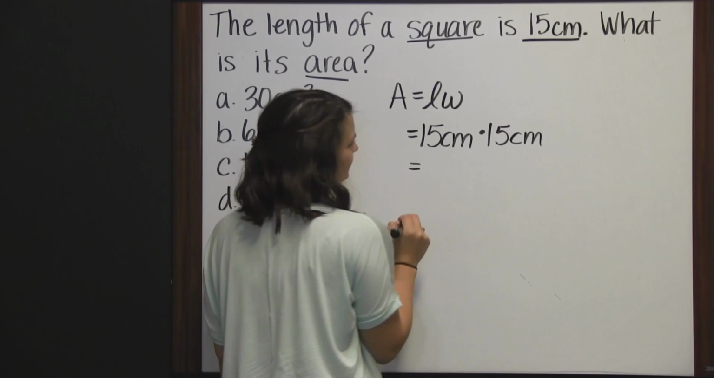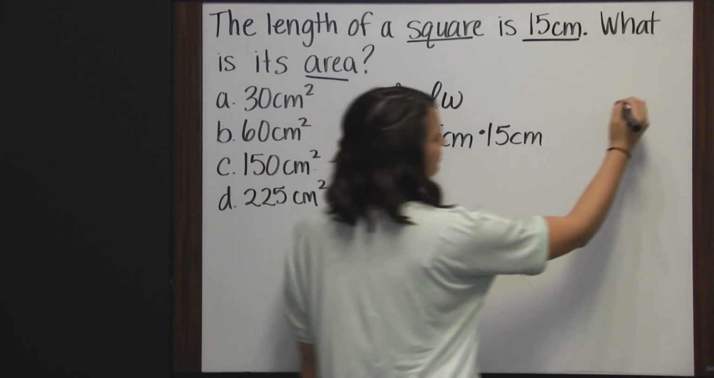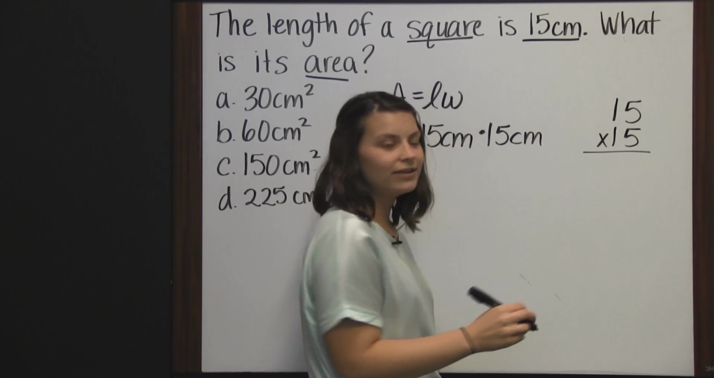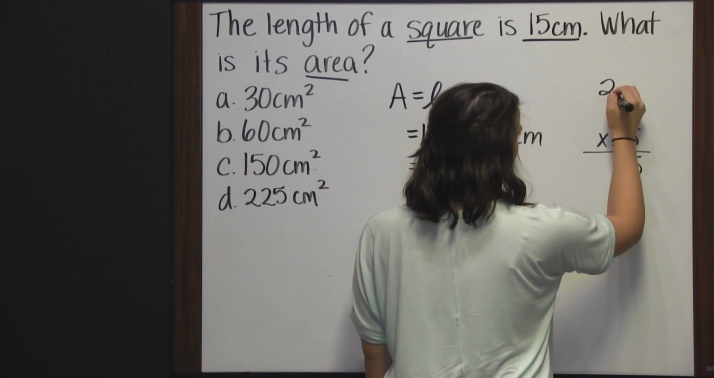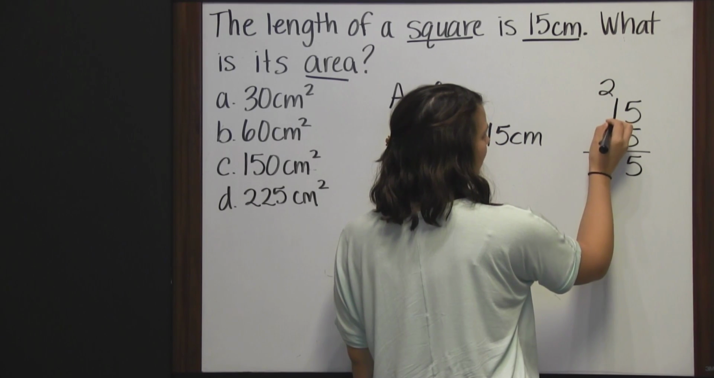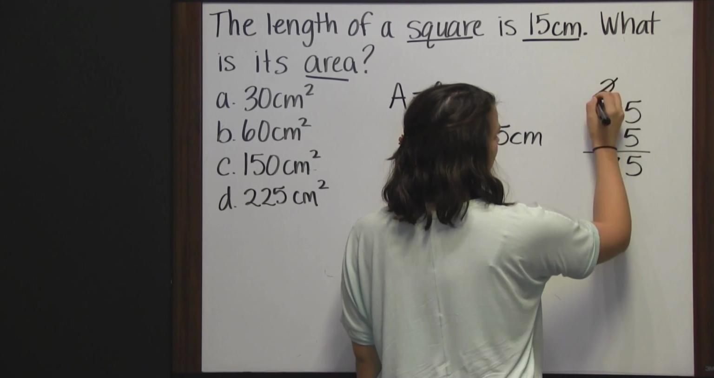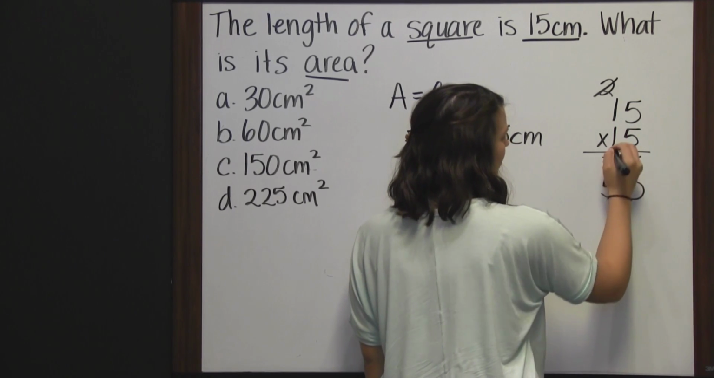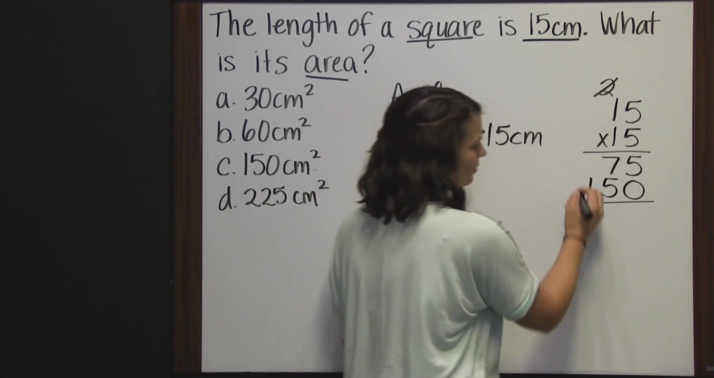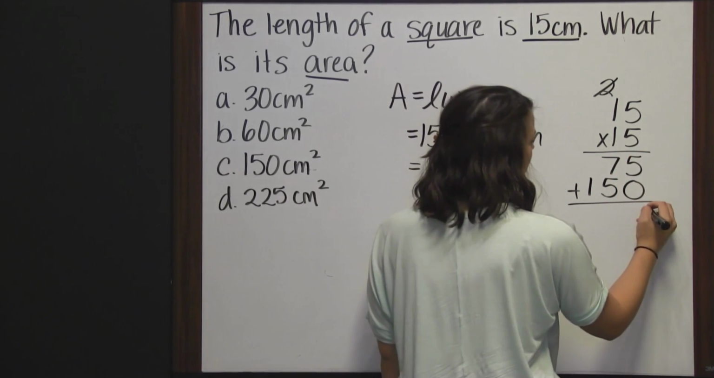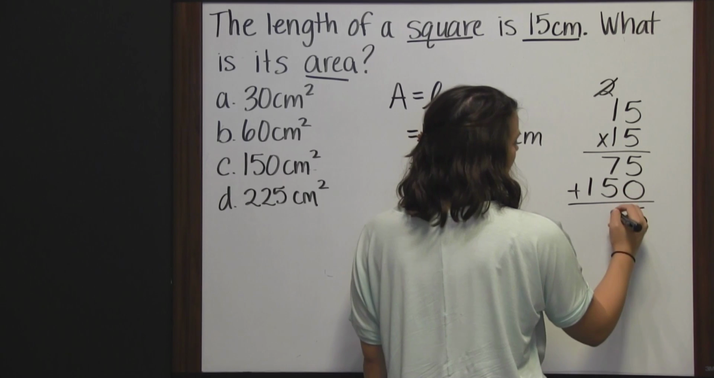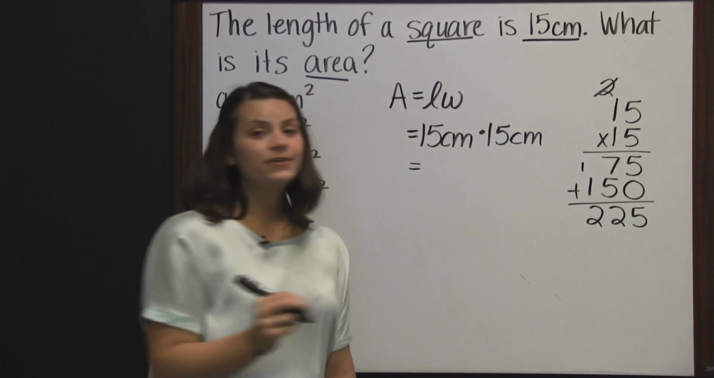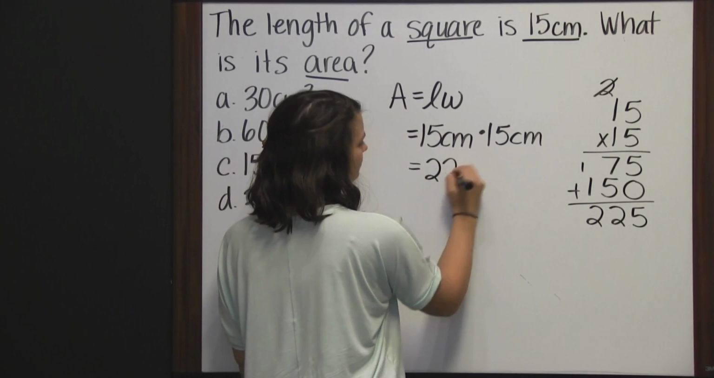So 15 times 15, we can multiply that out over here. 5 times 5 is 25. Write the 5, carry the 2. 5 times 1 is 5, plus 2 is 7. Put your 0 placeholder. 1 times 5 is 5, and 1 times 1 is 1. Then we add these up. 5 and 0 is 5. 7 plus 5 is 12. Write the 2, carry the 1. And 1 plus 1 is 2. So 15 times 15 is 225.